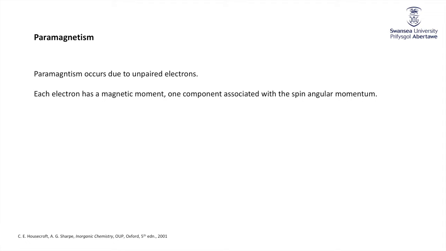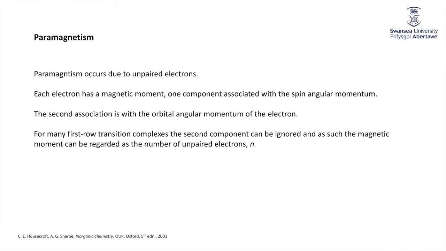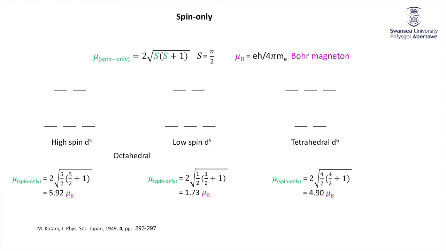Now, paramagnetism, you can see here, occurs due to unpaired electrons within a transition metal complex. Each electron within the complex will have a magnetic moment. One component is associated with the spin angular momentum, and the other with the orbital angular momentum. For many first-row transition metal complexes, the second component can be ignored, and the magnetic moment is regarded using the spin only. Now, the spin-only formula here for the octahedral transition metal complexes is applied to high spin d5 and low spin d5.